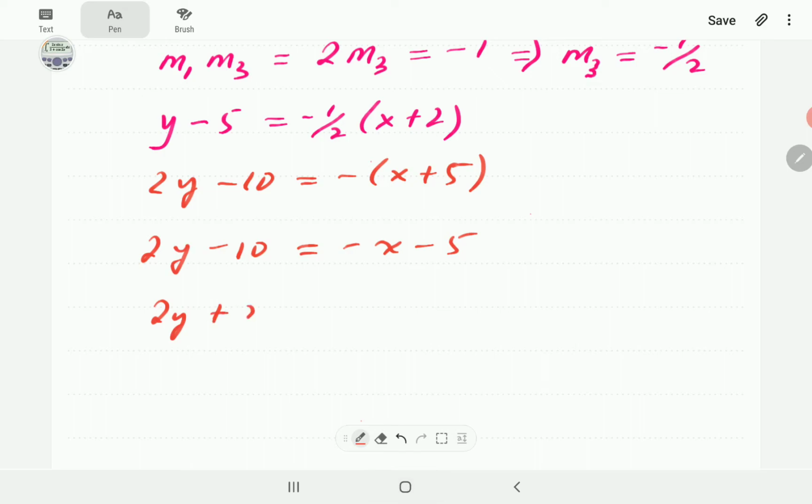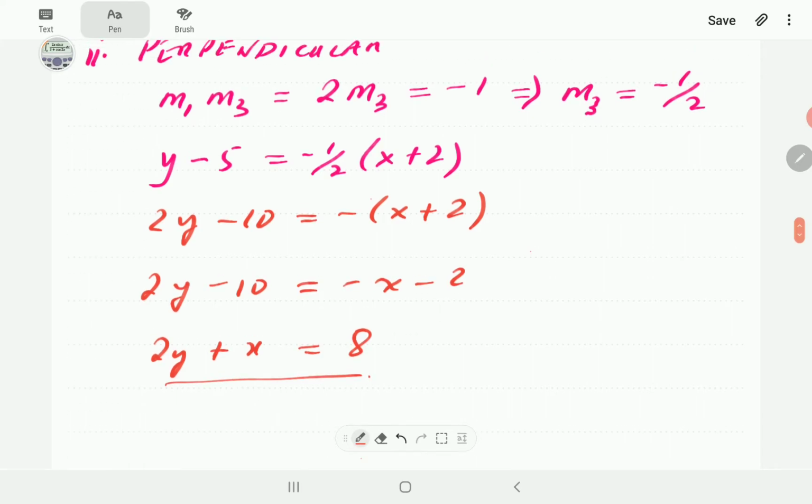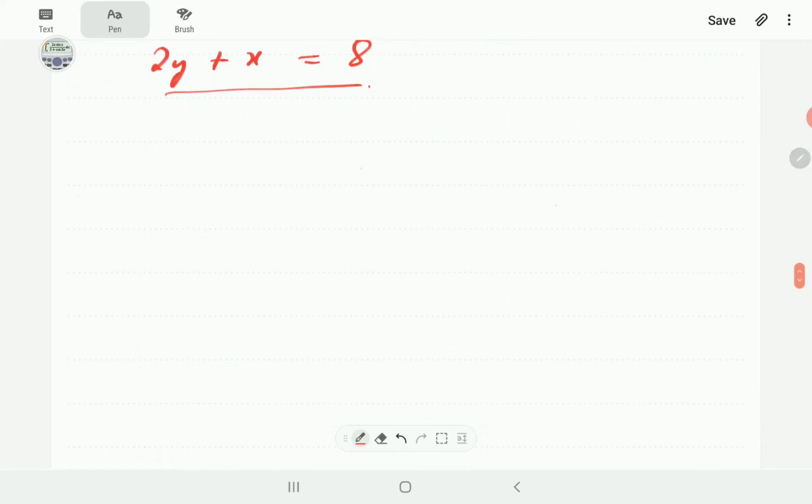So we're going to have 2y plus x equal to 8 if we bring the other term to the other side. It's just a small typo here: this is 2, so 10 minus 2, which is going to be equal to 8. So this is going to be the equation of the line perpendicular to L1.